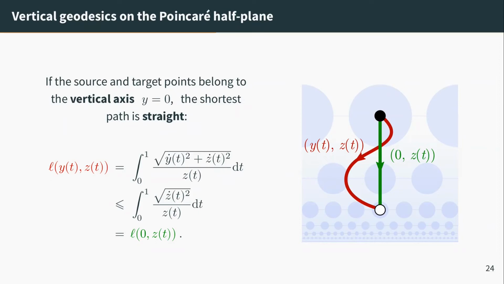on the time interval, so here 0, 1, of the Euclidean norm of the velocity. So this notation with dots, it's what we do in physics whenever we want to indicate a time derivative. So the square root of y dot of t squared plus z dot of t squared, and you divide this by z of t. And this is your length.